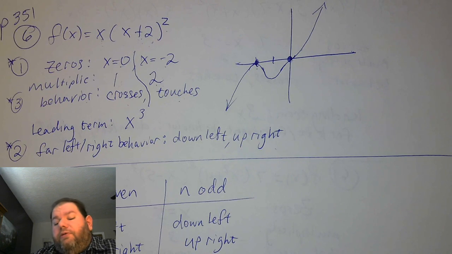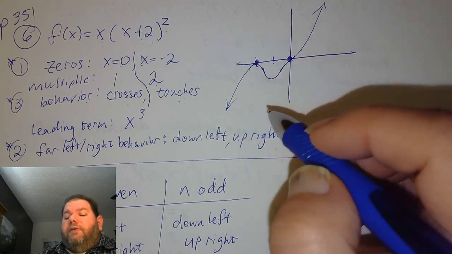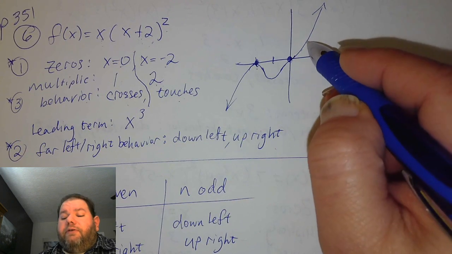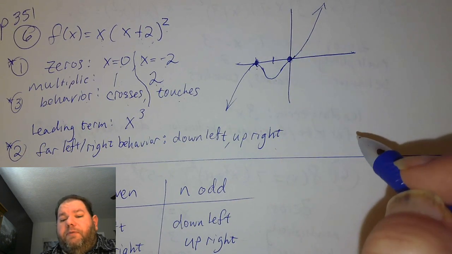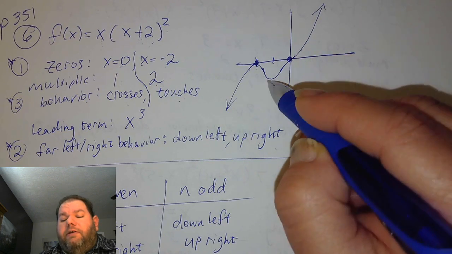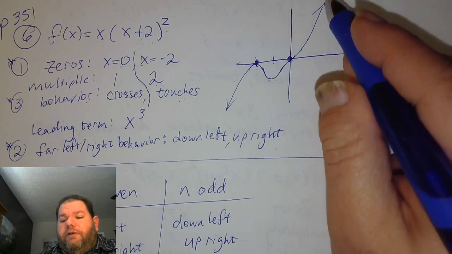The reason we do the far left and far right behavior before we do the interior behavior is we have to be able to get started. Having these pieces of the graph here allows us to say, okay, when at x equals 0 it crosses, we know it crosses from this side to this side and not vice versa. Because this goes up, we know it's going to cross from top side to bottom side and not the other way around. So we know it goes this way.